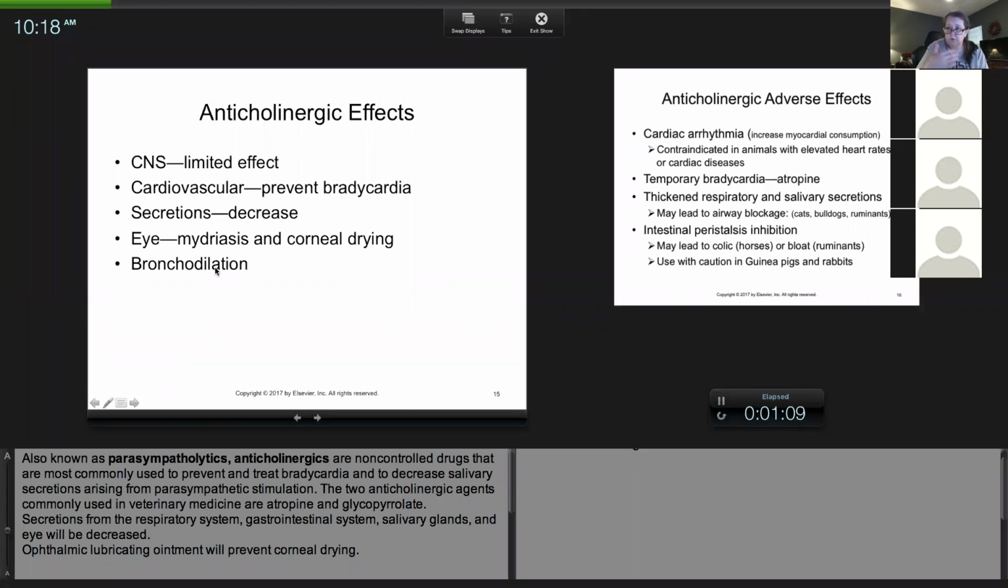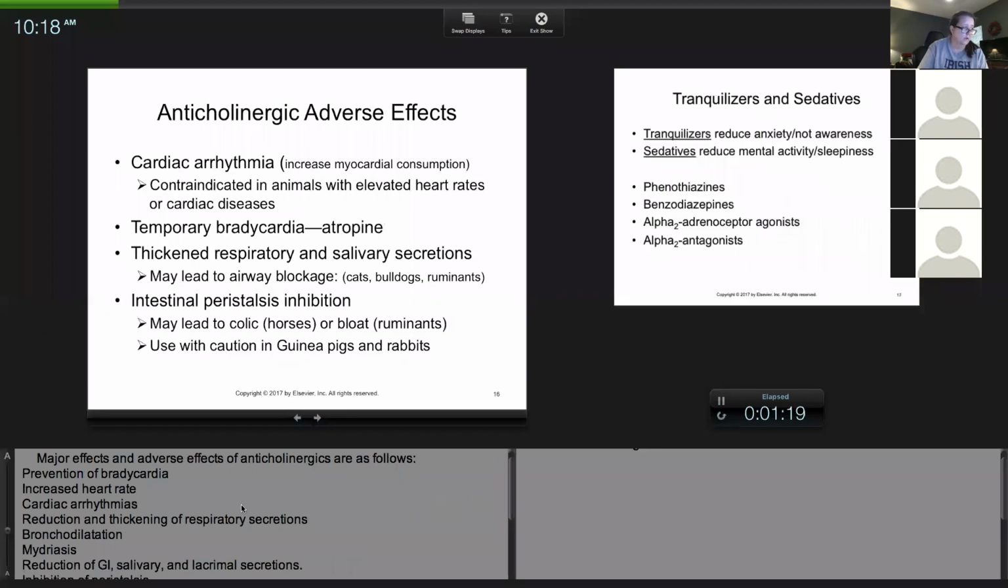So those are things that the anticholinergics in general are going to do. There's good notes underneath these slides, so make sure you look at those.